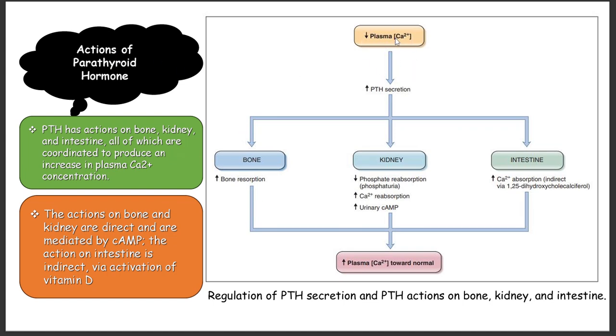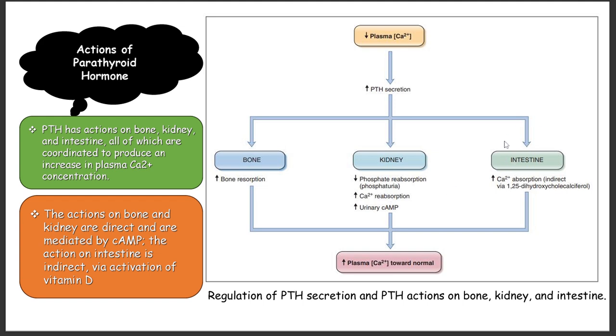So this is what is happening. When the calcium decreases, it stimulates the production of the parathyroid hormone. That stimulates the bone to increase bone resorption. The kidney is going to increase calcium reabsorption, and the increase in urinary cAMP. What the kidney will also do is decrease phosphate reabsorption. It's opposite: when calcium is reabsorbed, phosphate is going to be removed. That leads to phosphaturia, that's the excretion of phosphate in urine.